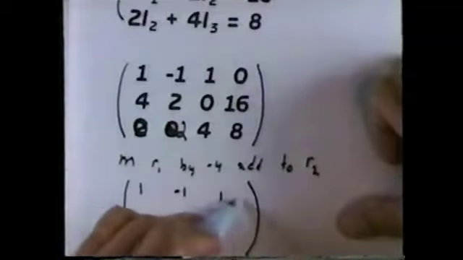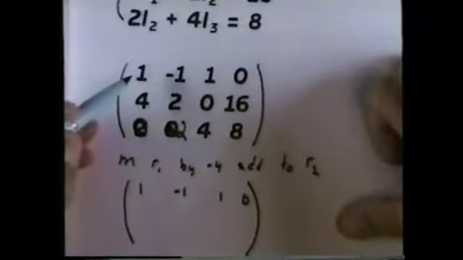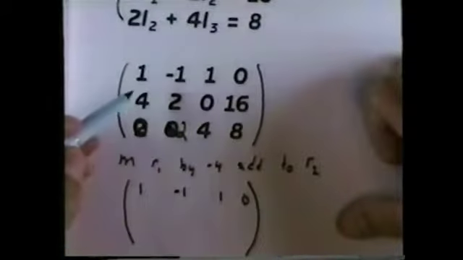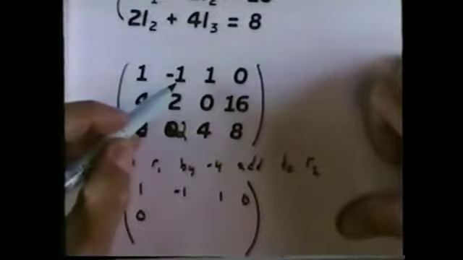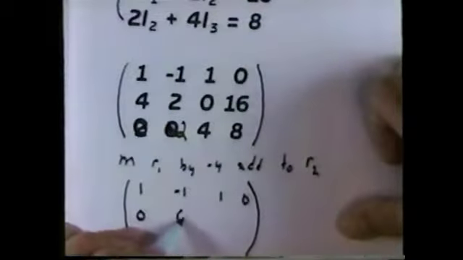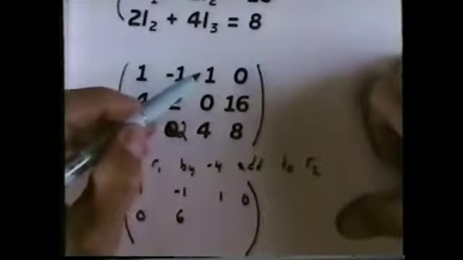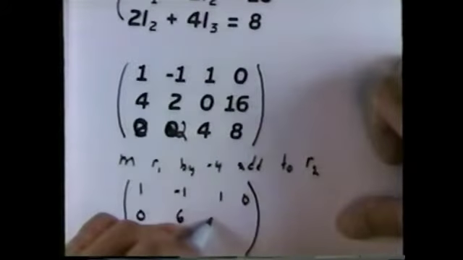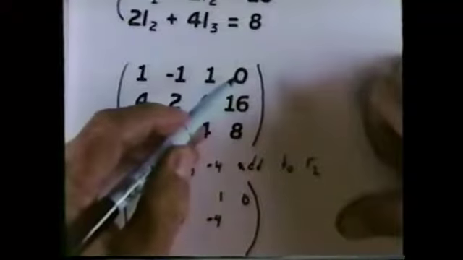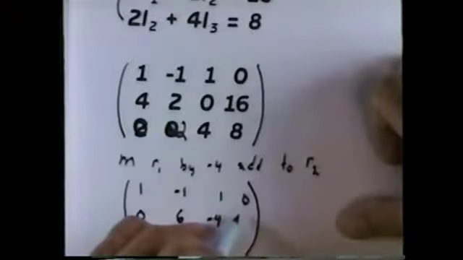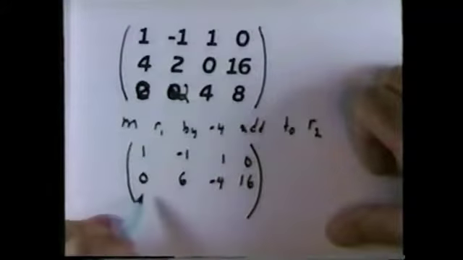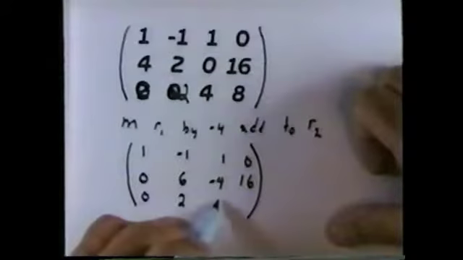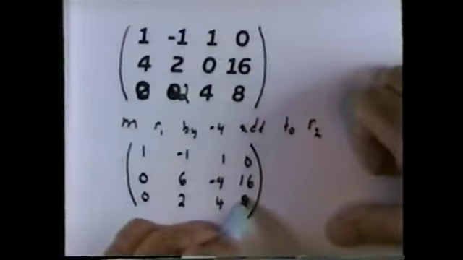One, negative 1, 1 and 0. 1 times negative 4 is negative 4, plus 4 is 0. Negative 1 times negative 4 is 4. 4 plus 2 is 6. Negative 4 times 1 is negative 4, plus 0 is negative 4. Negative 4 times 0 is 0. 0 plus 16 is 16. And then the other row is 0, 2, 4, and 8.